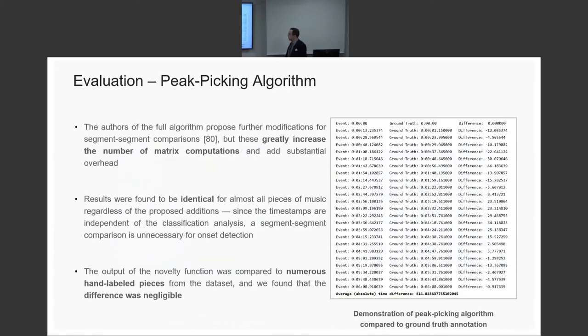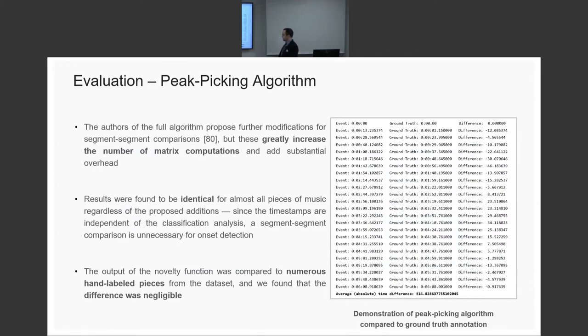So the peak picking algorithm. The authors of the full algorithm proposed further modifications for segment-to-segment comparisons, but these greatly increase the number of matrix computations and end up adding substantial overhead. And it already takes a fairly decent time to run, so trying to reduce that time was important for the prediction system. The results, anyway, were found to be identical for almost all pieces of music, regardless of the proposed additions.